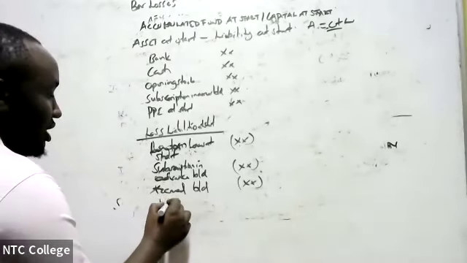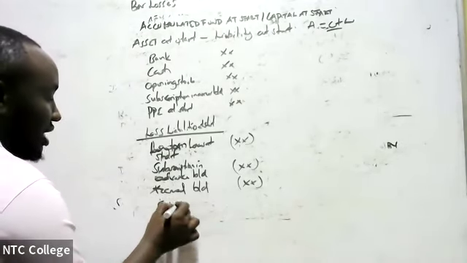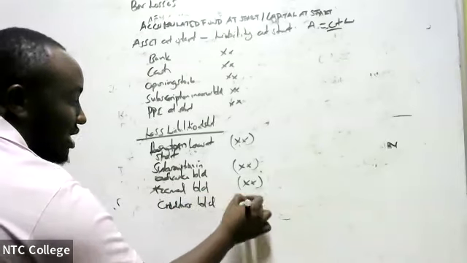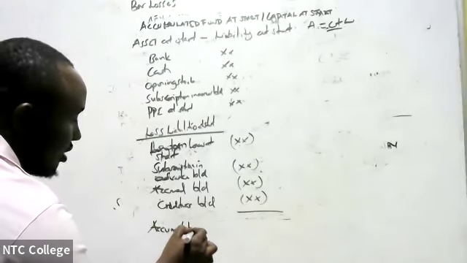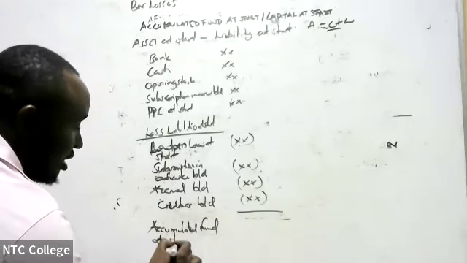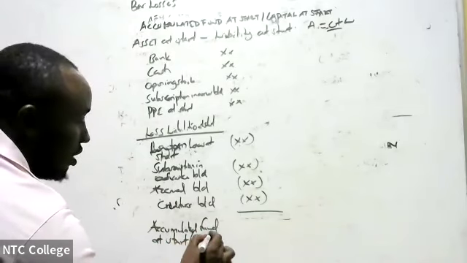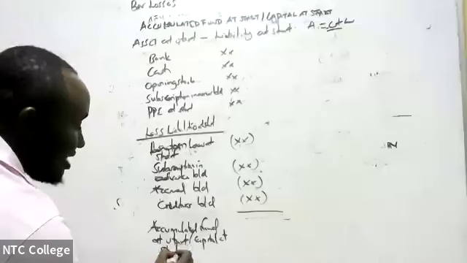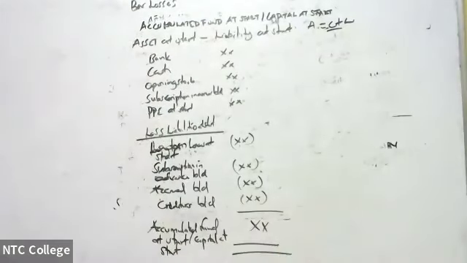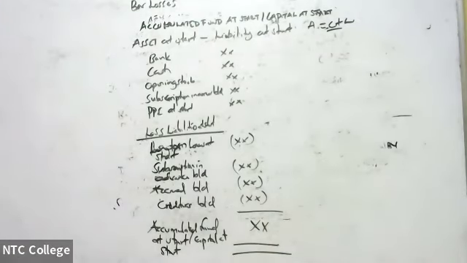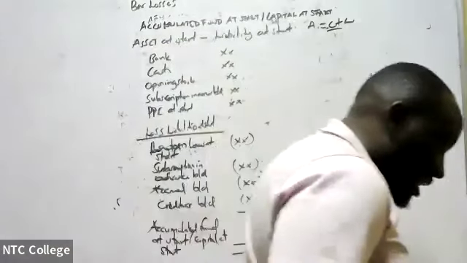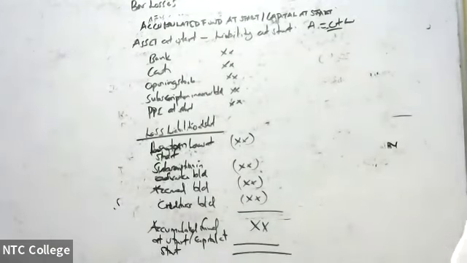Then you can also talk about creditors brought down at start. So when you less that, we get accumulated fund at start, so capital at start. That is how we get capital at start. Copy that, then we do that question. We get accumulated fund at start. Copy that. Once you're done, you let Mwalimu know.